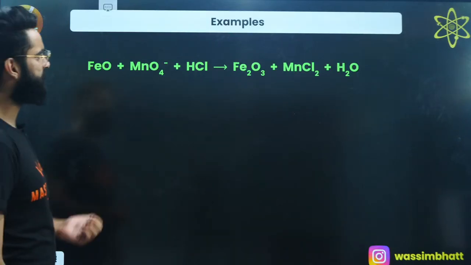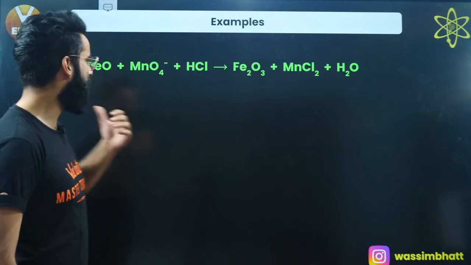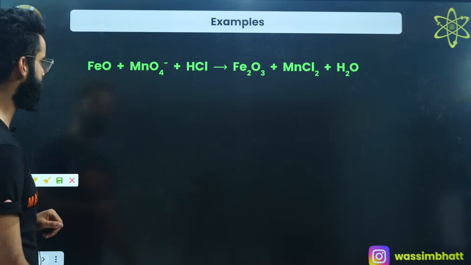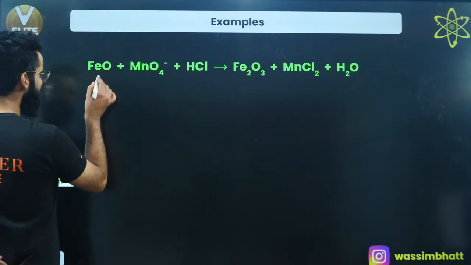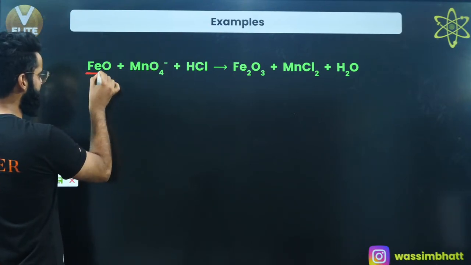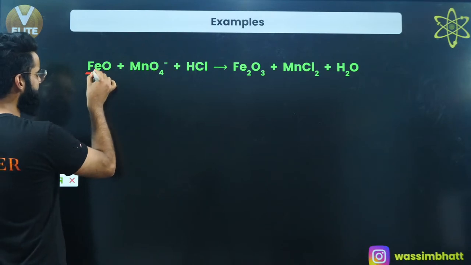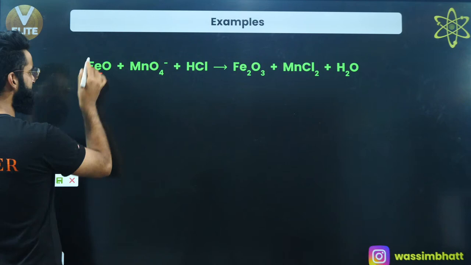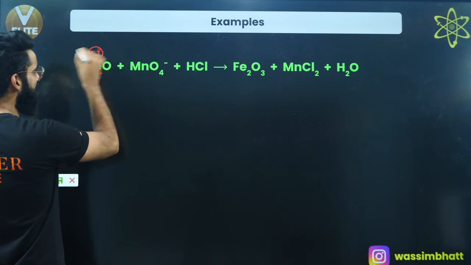Alright guys, this is one more example which I've taken over here. Let's try to identify which one is going to be the oxidizing and the reducing agent. Understand properly what I'm going to say, okay? Let's calculate the oxidation state of iron right here. Let's assume the oxidation state of iron is X. Oxygen will show minus 2, then net charge is 0. So X value will come out to be plus 2. So plus 2 is the oxidation state of iron right here.